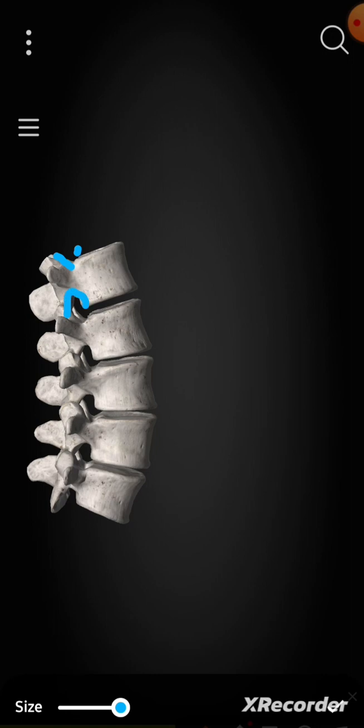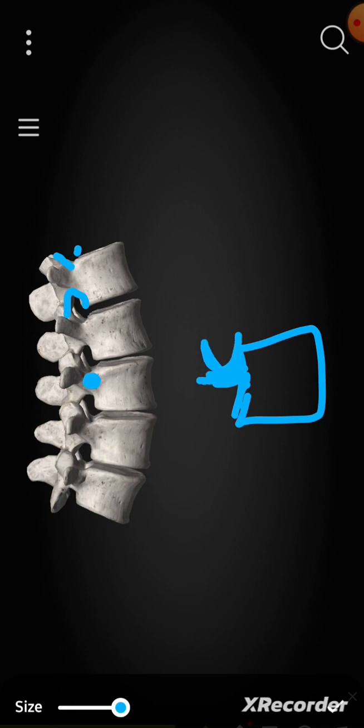Now pedicles are short, strong and directed backward, and these are attached to the body. See, this is a pedicle. It is attached to the body in such a way. Now here is a body. Okay, this is a pedicle. It is attached to the body in such a way that the superior notch is very shallow than the inferior notch.